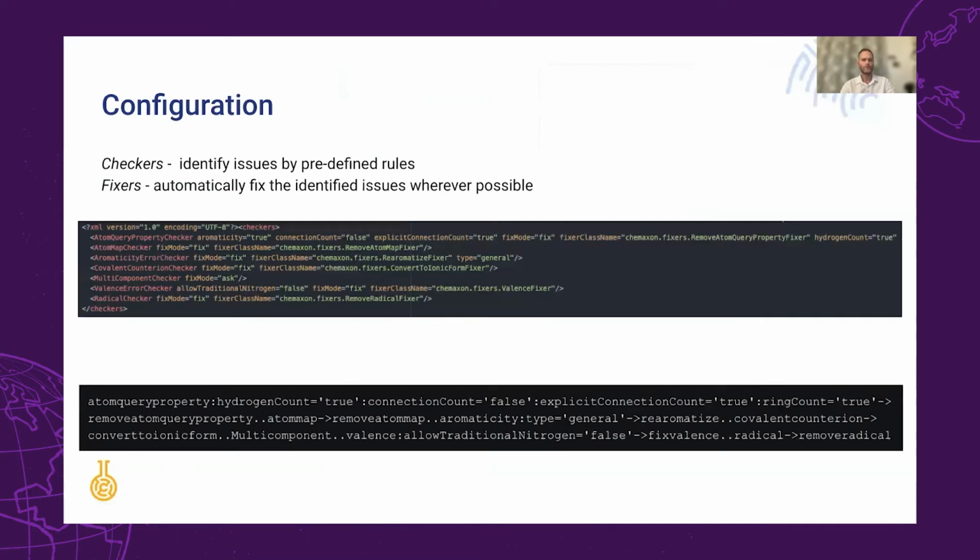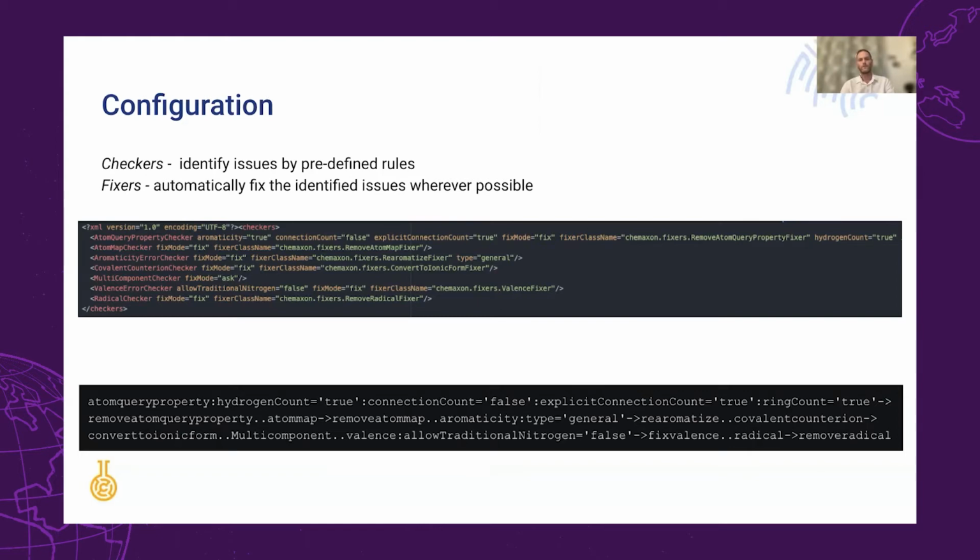The configuration of the checking protocol uses so-called checkers that identify the problematic parts of the molecules and corresponding fixers that aim at eliminating the errors. These checker-fixer pairs can be configured to serve a curation process. They can be essentially fused together in a sequence of checking steps to find all problematic patterns in your data set.